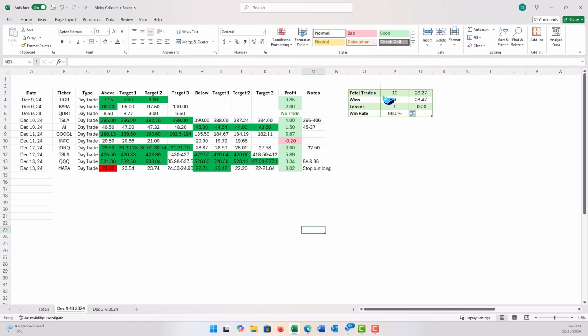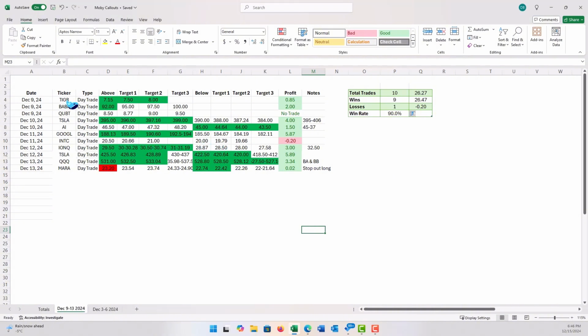So our total trades for the week were 10, for a total of $26.27. We had 9 wins for $26.47 and one loss for 20 cents here. And that Intel. And Intel had millions and millions of prints. And I thought, well, if it breaks below 20, then we'd have a good short. It was sitting there, it might be turning around.